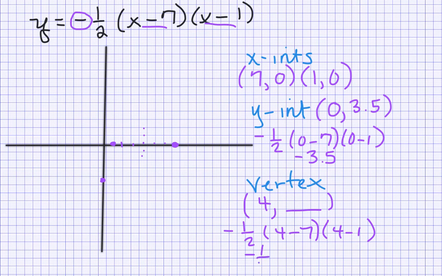So it's negative 1/2 of negative 3 times positive 3. Negative 1/2 times negative 9 is positive 4.5. So when x is 4, y is 4.5, there's my vertex. Okay, so it's using that idea that two things multiplied together gives us 0 to get some other information on a graph. Another question you might see.